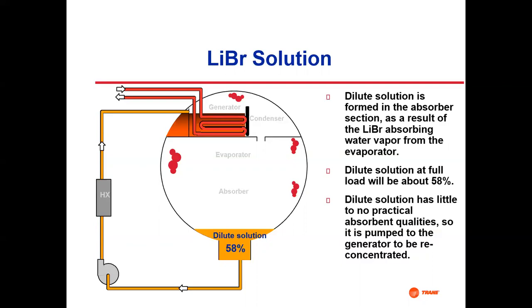And then up here, when we come out of this generator, we'll see that this stuff gets pumped up here. We heat it up and the water boils off. And so we're coming out of here at about 65%, we'll see. And then an intermediate solution is going to get sprayed up here, and then this stuff will suck all this water vapor up that we're evaporating in the evaporator, and so then the water's back in the lithium bromide and it's dilute, and we got a cycle here.